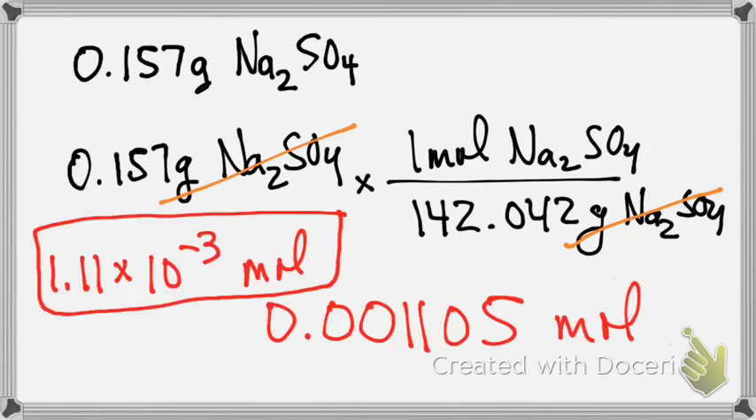So once we simplify this expression, we get 0.001105 moles. Since this is on the order of 10 to the minus 3, we should use scientific notation. So the final answer should be 1.11 times 10 to the minus 3 moles.